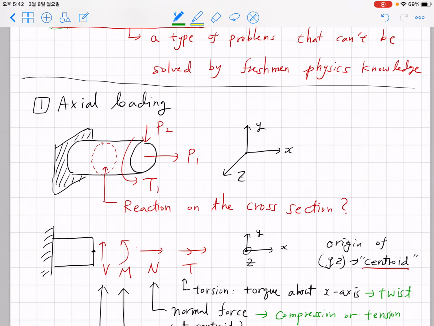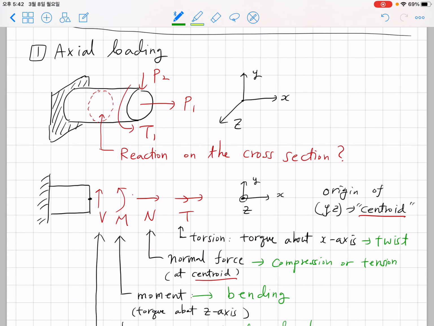Okay, so as I promised, let's discuss the definition of axial loading. Suppose that you have this rigid wall and a deformable circular cylinder here, and suppose that you have many different forces, like this P1 force which gives tension, P2 force which bends this cylinder, T1 force which makes a torsion here. You can imagine any other force. You can make another torque T2 that tries to twist this guy. Okay, so you can imagine a lot of stuff.